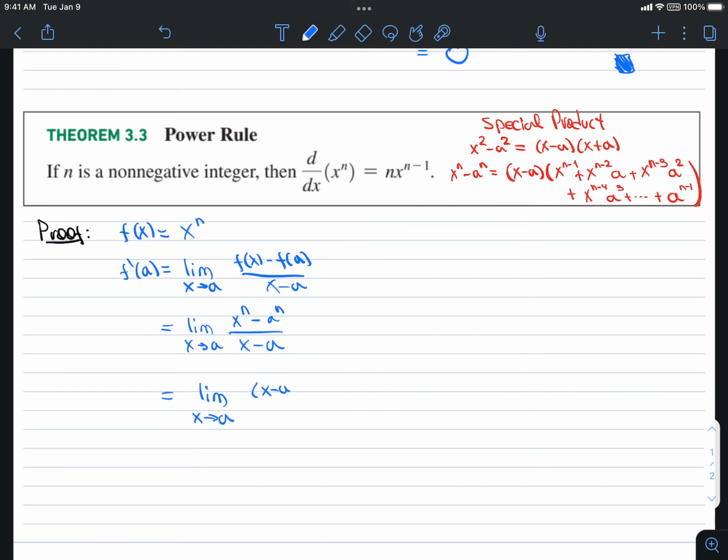To do x minus a, I'm going to copy part of it. The last one will be a to the n minus 1. All that divided by x minus a. So you can cancel these two out. That's what I wanted originally.